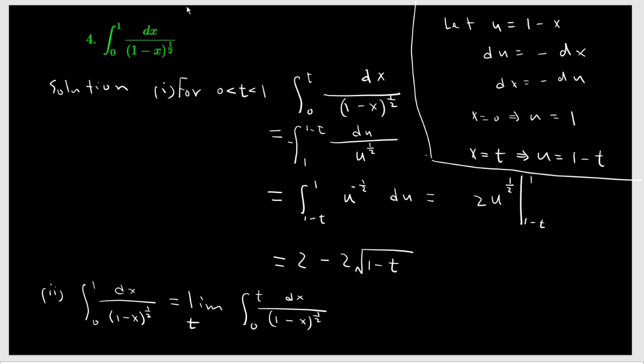Approaches 1 from the left. Yeah, that's right. Because when taking this limit, we imagine t as a number slightly to the left of 1, right? So that's why we take the limit as t approaches 1 from the left. The integrand is continuous on the interval from 0 to t when t is slightly to the left of 1. So that makes sense?